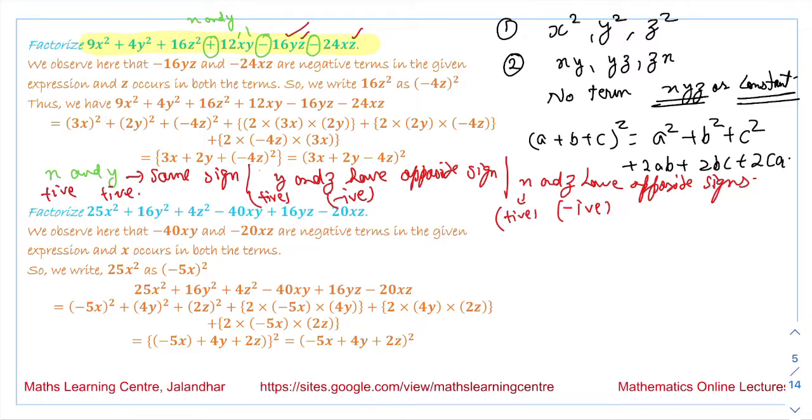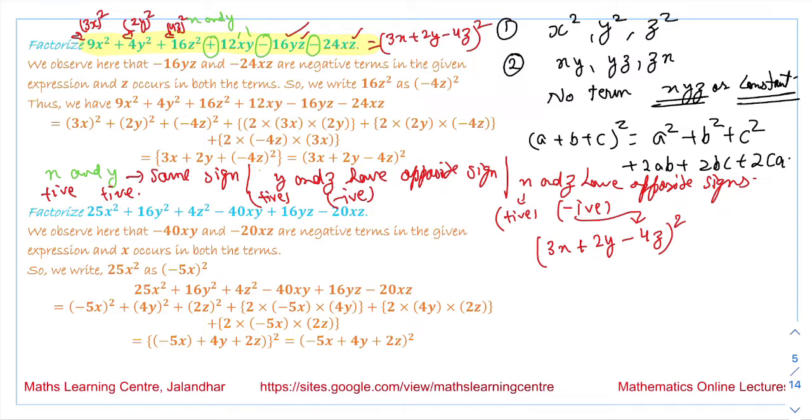So we can write 9x square as 3x whole square, this as 2y whole square, and this as 4z whole square. If I try to write the formula for 3x plus 2y minus 4z, why is this minus there? Because z has the negative sign. When I write the square of these terms, I get the answer in this form. So the factorization of this term is 3x plus 2y minus 4z whole square.